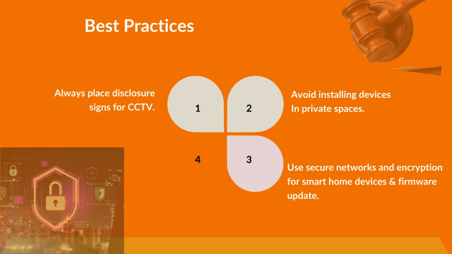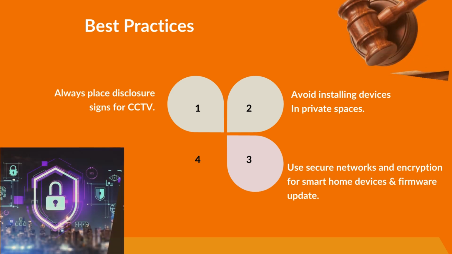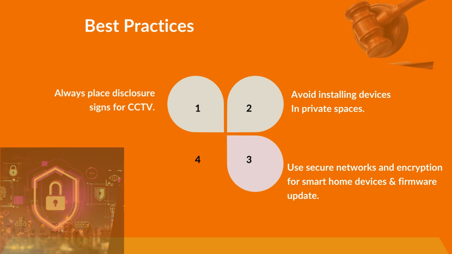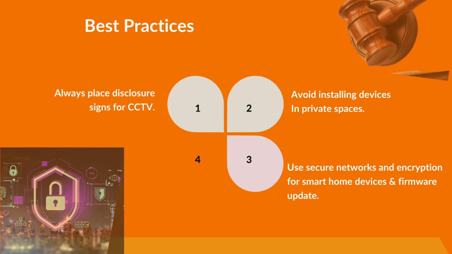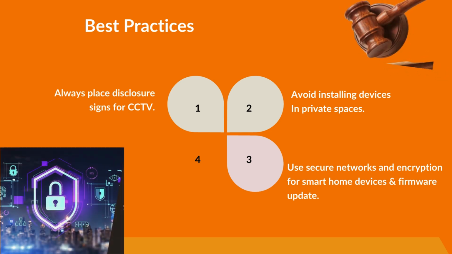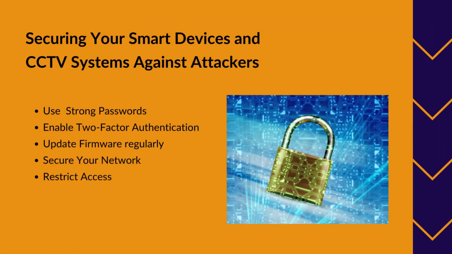When you're setting up your solution, use a secure network and encryption method for smart home devices and firmware. You have to use WPA2 and ensure you use the best security available on your router to prevent unauthorized access to your devices. Okay, let's go straight to the next one.